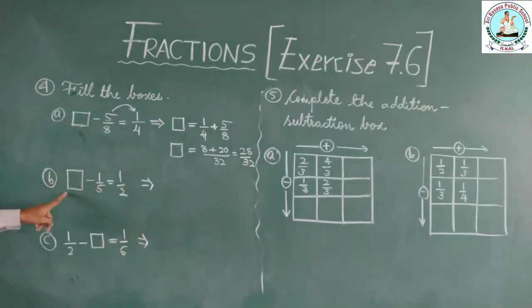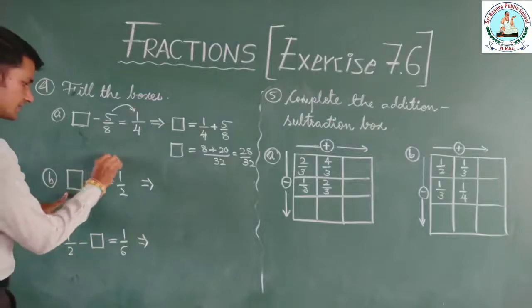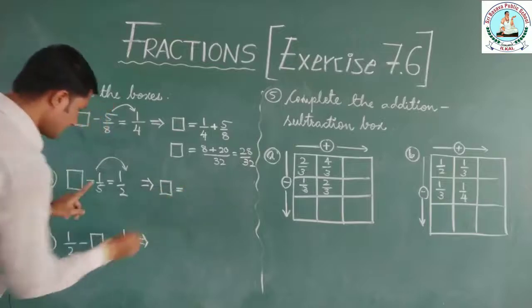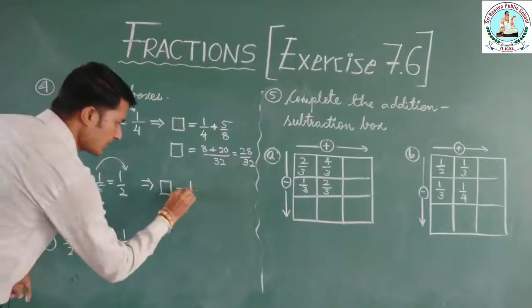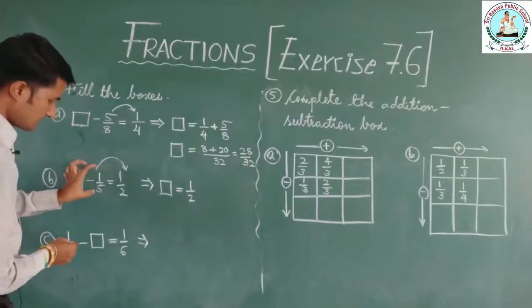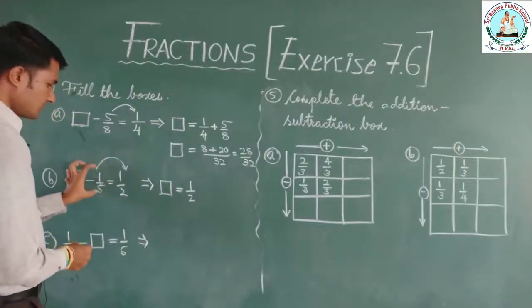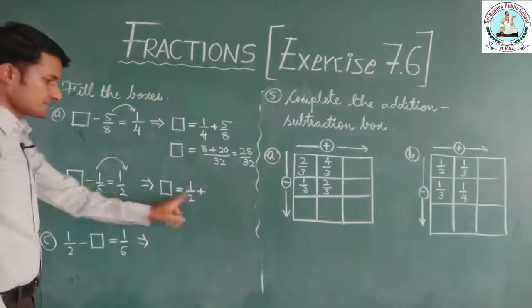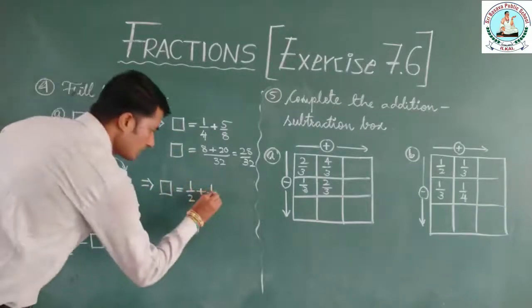Let's solve in the same fashion. So just transpose this number here. Keep this empty box on the left hand side itself, equal sign, just to transpose. So already 1 by 2 is here on the right hand side. So when you transpose this minus fraction to the right hand side, its sign will change, right? So the opposite of minus is plus, and 1 by 5 will remain the same.